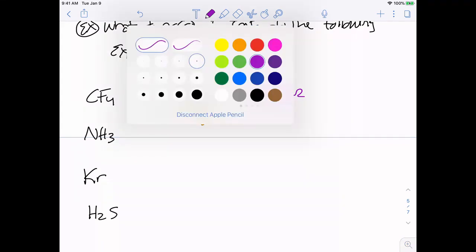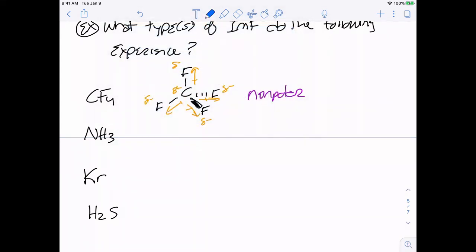So what type of intermolecular forces does it have if it's non-polar? Yeah, just London dispersion forces, and that's it, right? To have dipole-dipole forces, I have to be polar. To have hydrogen bonds, I have to have that OH, NH, FH bond with a lone pair on oxygen, nitrogen, or fluorine. I don't have that. And then to have an ion-dipole force, I need to have something that's ionic also, and I don't. So just London dispersion forces.